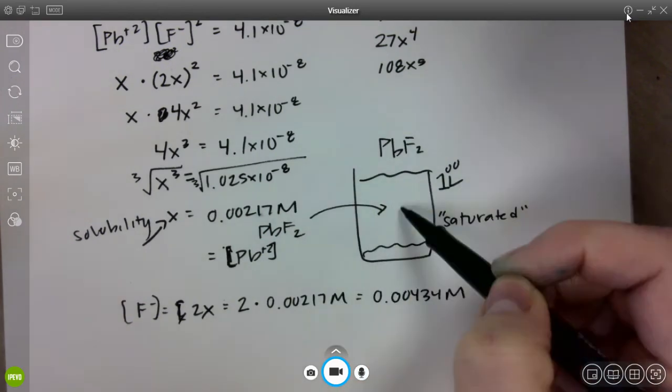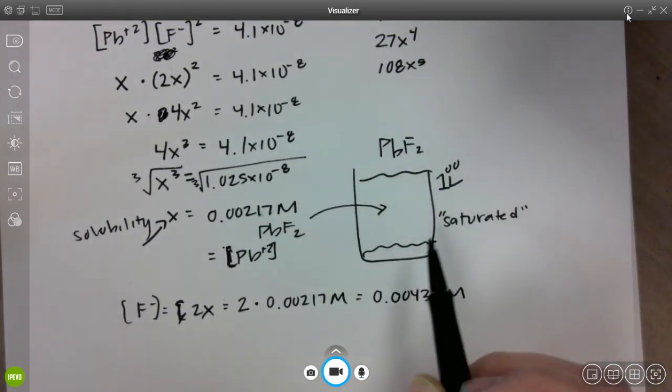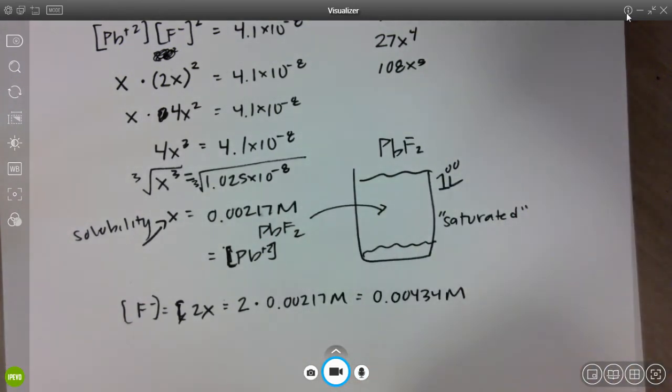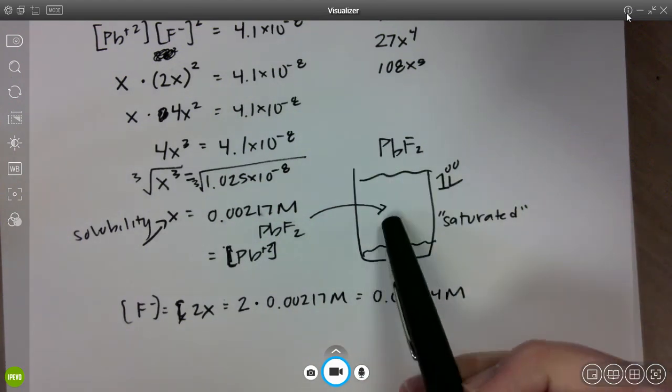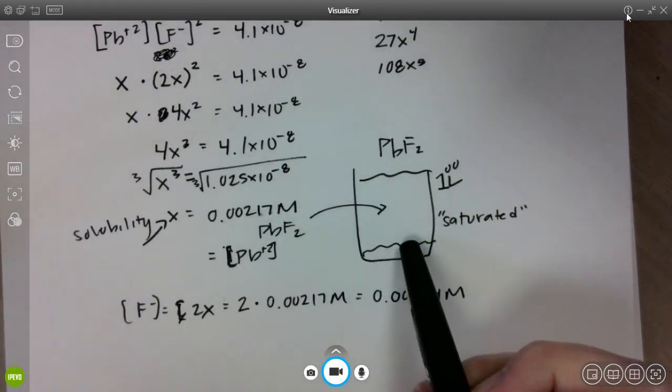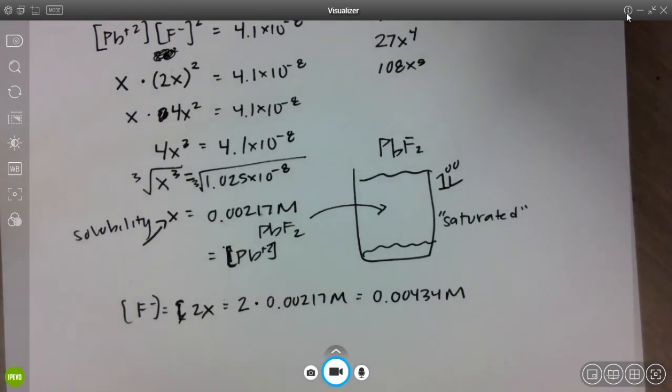Again, if I keep adding water in here, as long as there's more solid that can dissolve and it stays saturated, my solubility is still 0.00217 molar, because that goes back to that equilibrium constant. If you think about Le Chatelier's principle, if I dilute these all of a sudden, this solid is going to turn into ions to compensate for that and get back to equilibrium.